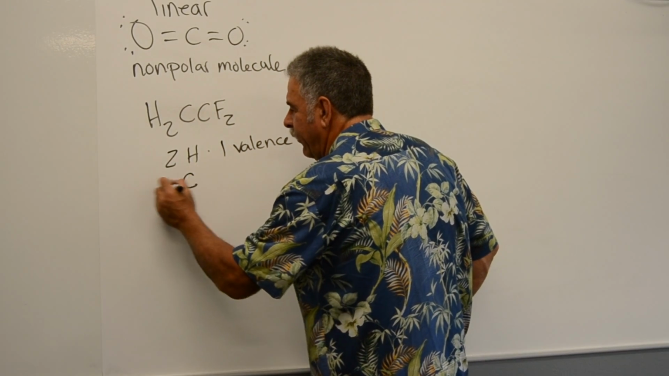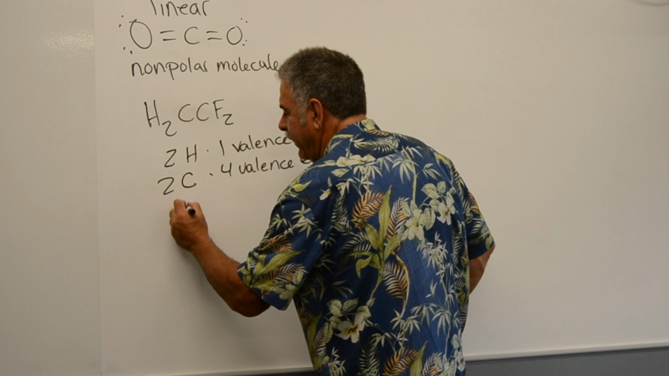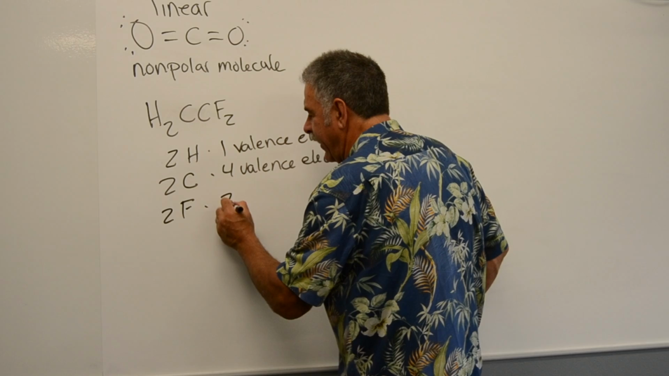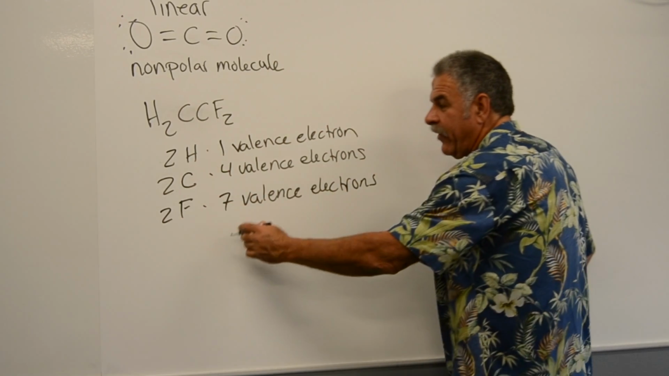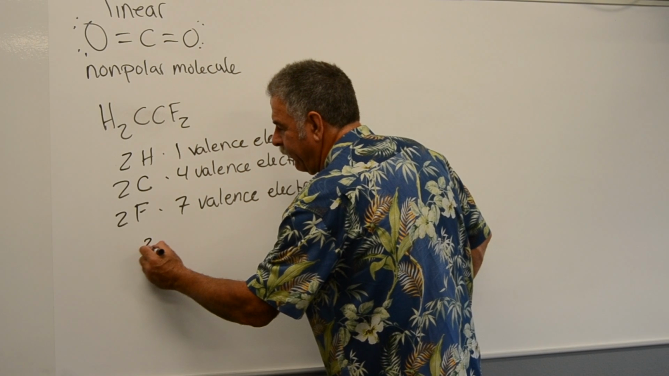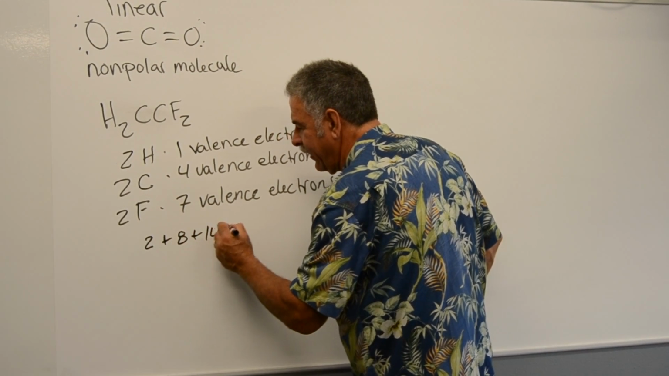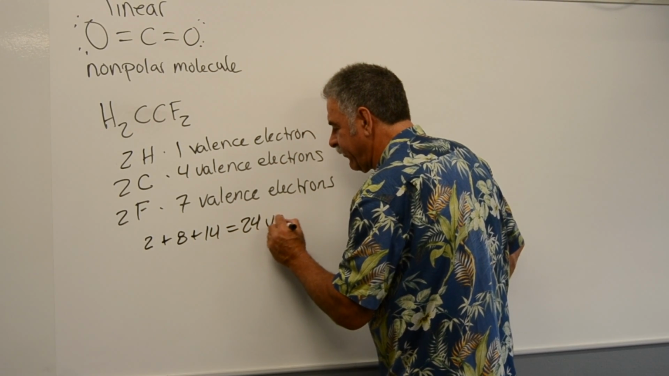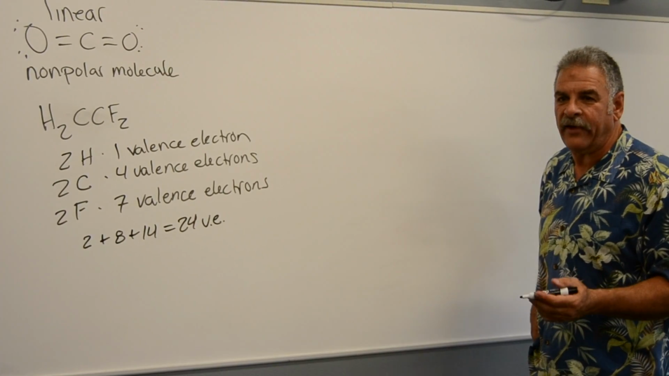C, there are two of them. They each contribute 4 valence electrons. The fluorine, there are two of those, and they each contribute 7 valence electrons. So you have to multiply each one of those by 2, so we have 2 plus 8 plus 14 for 24 valence electrons. All right? So how do we draw this Lewis dot structure?